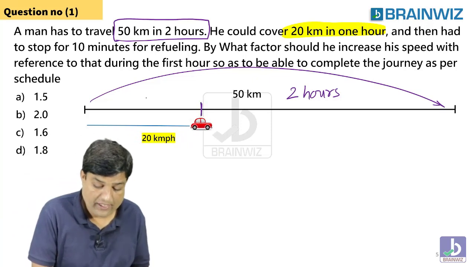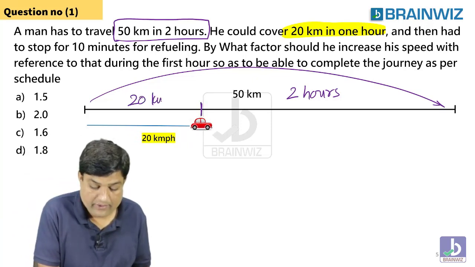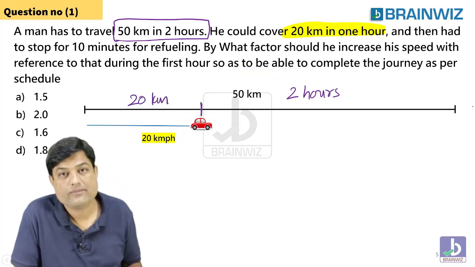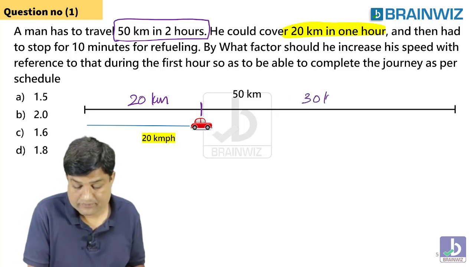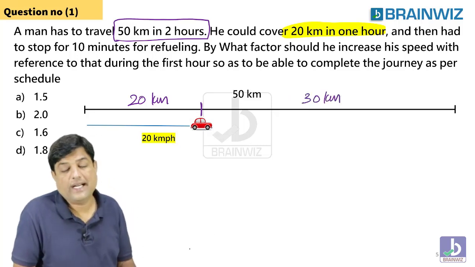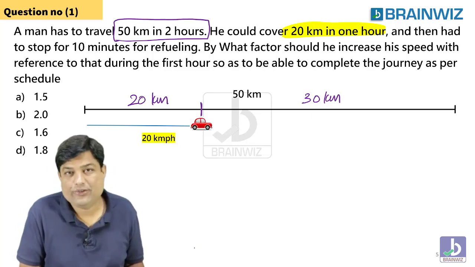So if 20 kilometers he has already covered, do you think he has to cover 50 kilometers more? No guys, he has to cover 30 kilometers more. That's what the question is, by what speed he should travel.